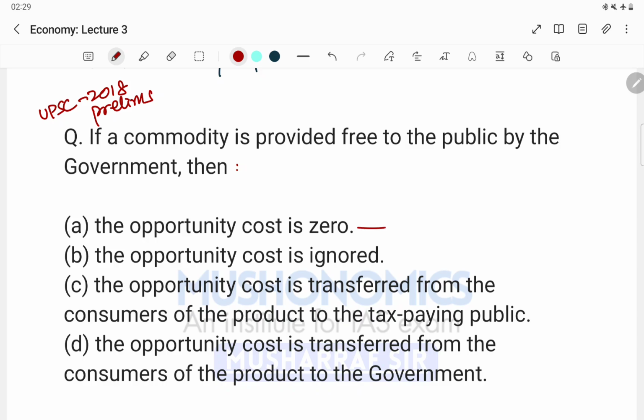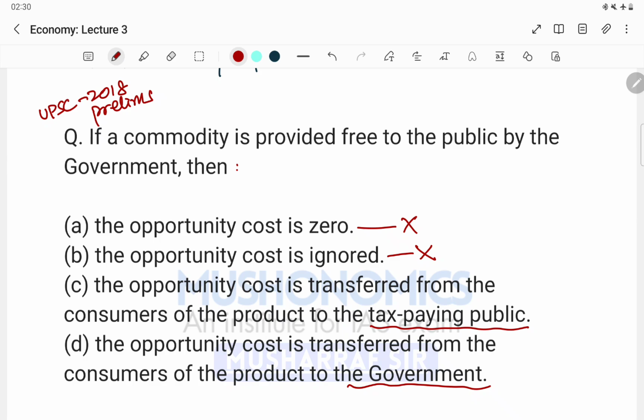The opportunity cost is 0. No, because there is a cost, right? But the cost is not being paid by whom? Not being paid by the public who are taking benefit of that commodity. The opportunity cost is ignored. No. The opportunity cost is transferred from the consumer of the product to the tax paying public, and the other option is transferred from the consumer of the product to the government.